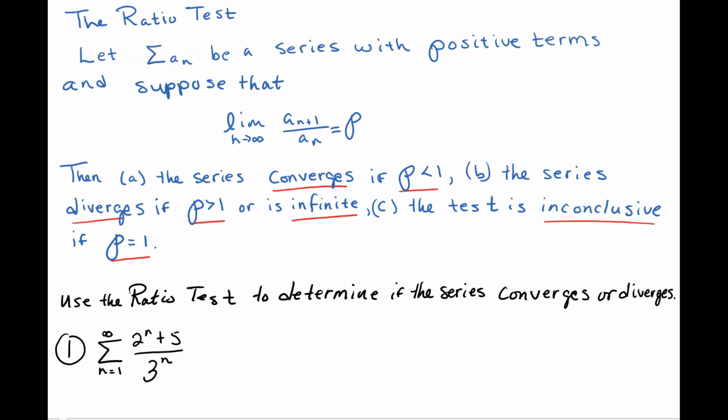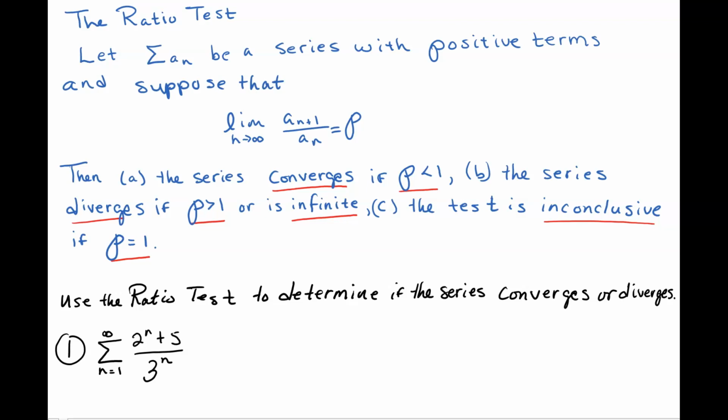And it says, let a sub n be a series with positive terms, and suppose that the limit as n approaches infinity of the next element, or the one more element than the series, a sub n plus 1 divided by a sub n equals some number rho. Now, it's important to note that this is not the sum of the series. You're just taking a ratio of the next element to the previous element, okay?